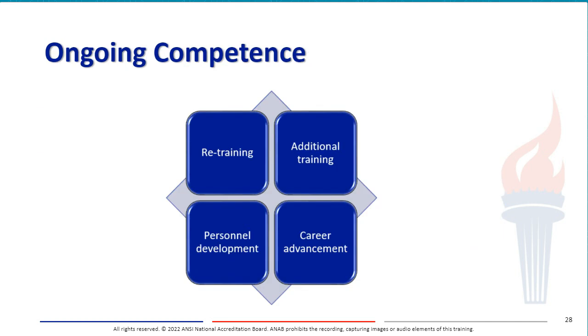Once training has been completed and recorded, now it is time to consider ongoing competence. What does that look like for your organization? Is it the same for every process, every procedure, or are there levels or types that are used in different situations? Is it in the form of retraining, or is it additional training that's needed? Is it a part of personnel development plans overall, or part of improvement plans for personnel? Is it related to improved technology or process improvements? You want to consider how ongoing competence can be used in career development as well.